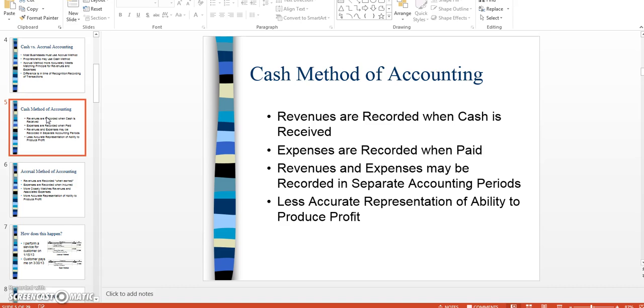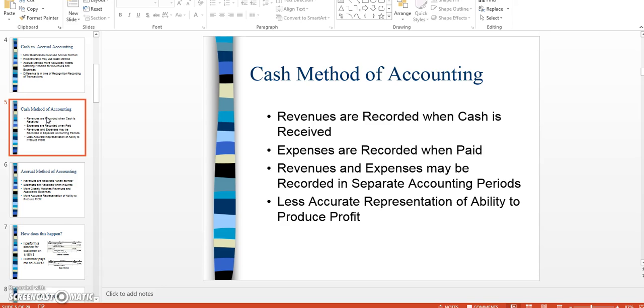In the cash method of accounting, we really do not recognize revenues or expenses until cash actually changes hands. So I do not recognize the earning of a revenue until I've actually been paid for the job, and I do not recognize expenses until I actually pay those out. So what happens is revenues and expenses can be recorded in separate accounting periods, which gives a less accurate representation of my ability to produce profit.